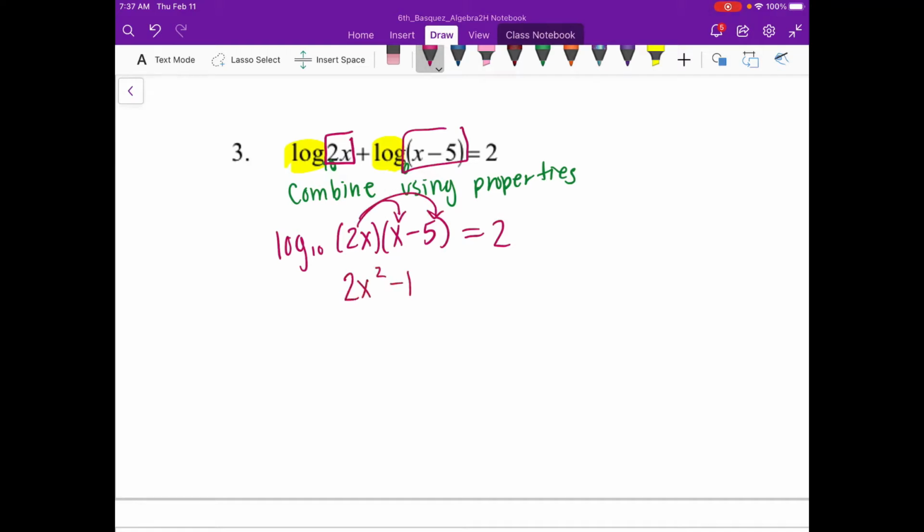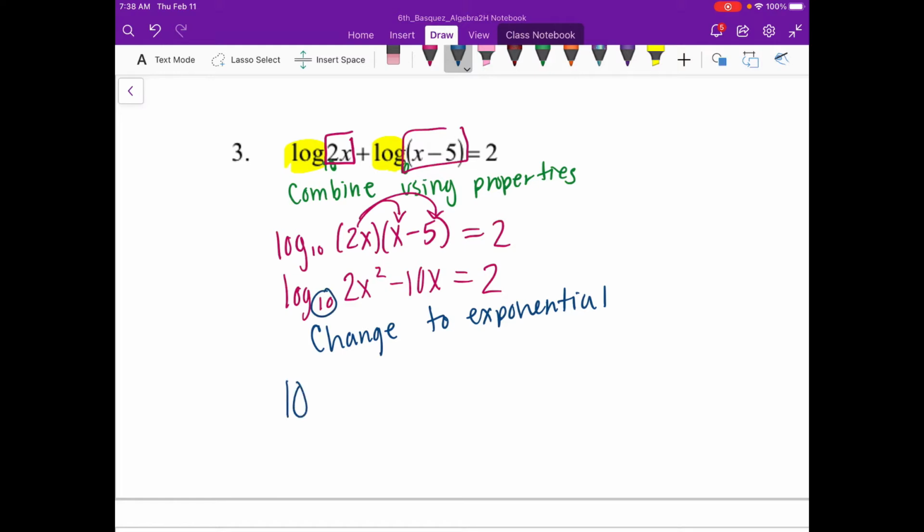That's 2x squared minus 10x. It still equals 2 over here, and this is still log base 10. From here, I'm going to change to an exponential problem. Remember, your base stays the same. My base is going to be 10. This becomes my exponent, so that's the 2. And then it's going to equal this term, 2x squared minus 10x.